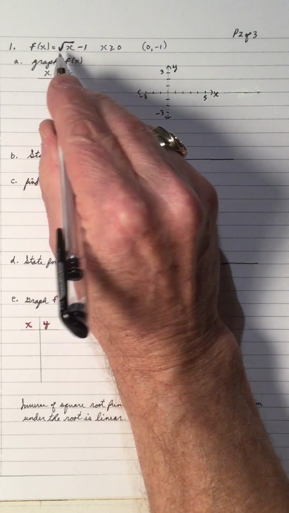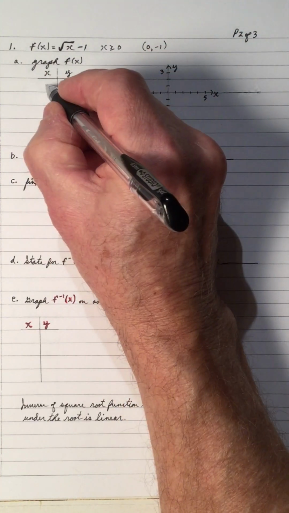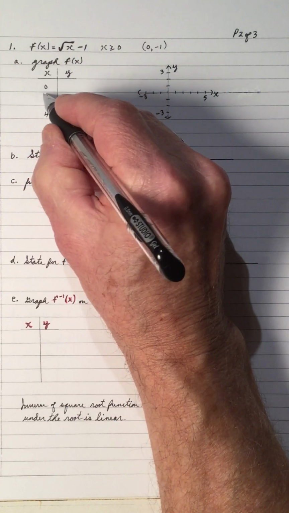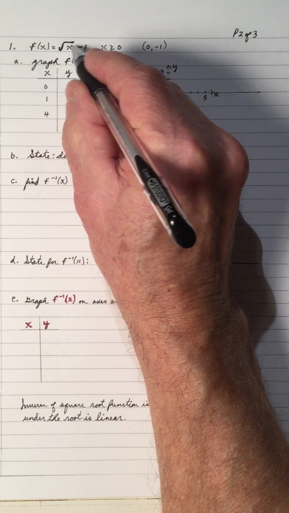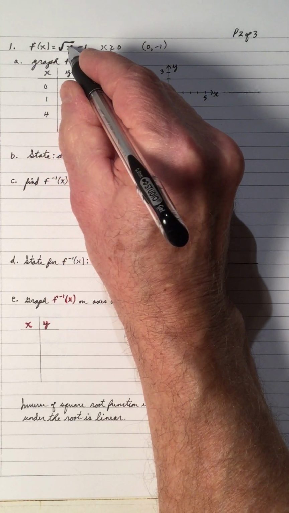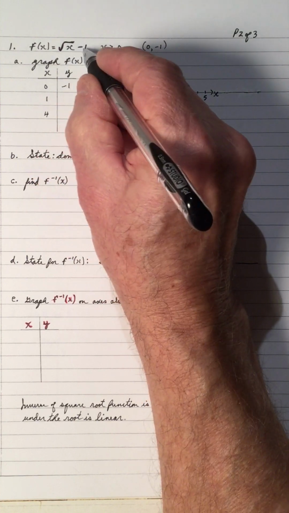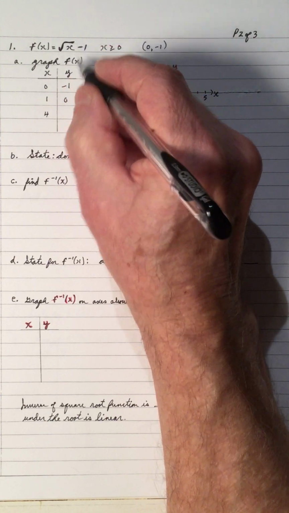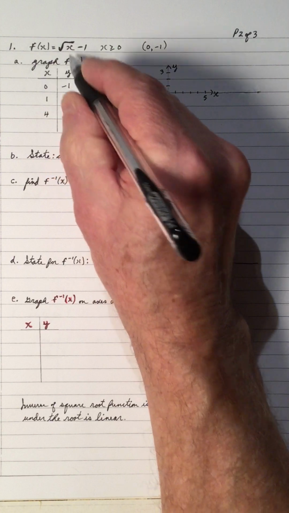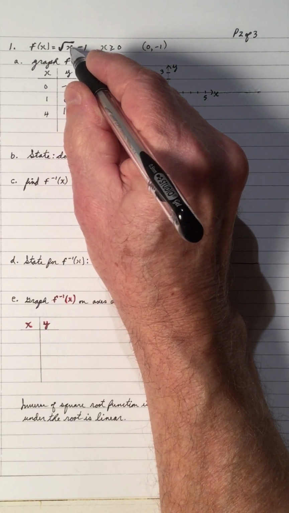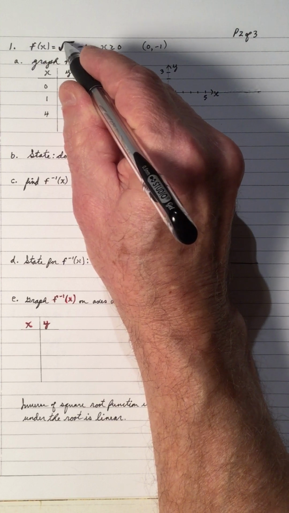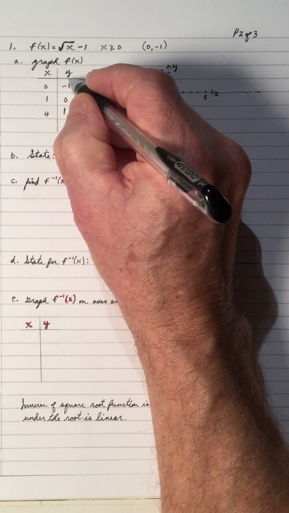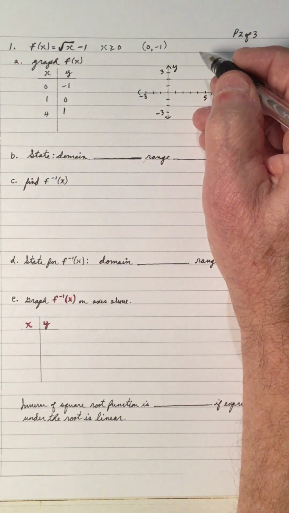So let's graph this function. We start when x is 0, and then we'll do a 1, and then we'll do a 4. The reason I pick those numbers is because when I do the square root of 0, I get a 0 and I get a negative 1. When I do the square root of 1, I get a 1, and 1 minus 1 is 0. I pick a 4. Square root of 4 is 2. 2 minus 1 is 1. So I picked all the numbers that would make this a perfect square, so that the square root would come out to be an integer, or positive integer.